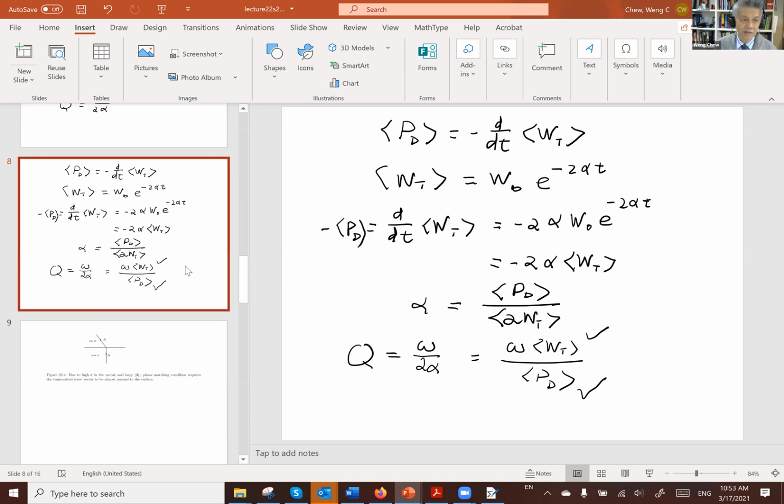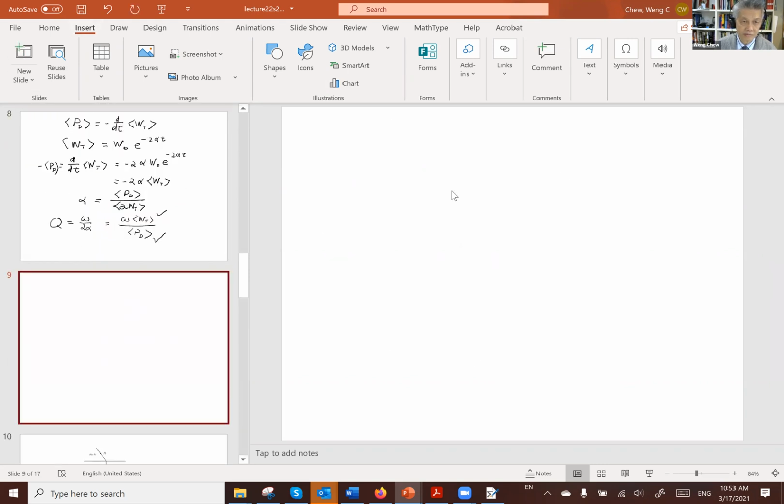Okay, so let's try to estimate the Q of the cavity next, if you don't have any questions. We want to estimate the Q of the cavity, but before I do that, I'd like to relate the Q to the pole location.